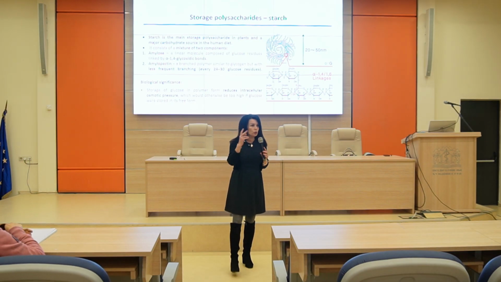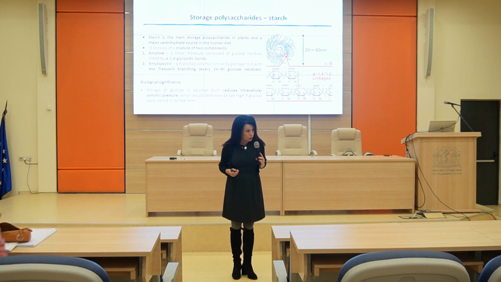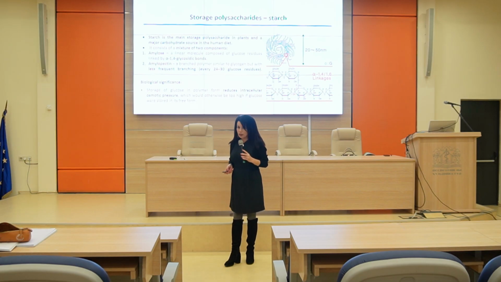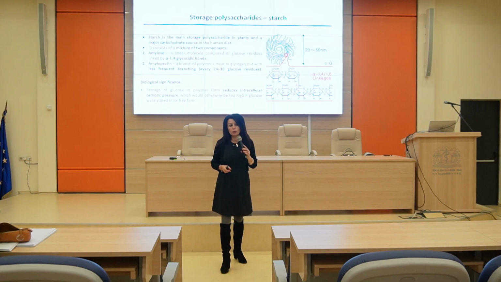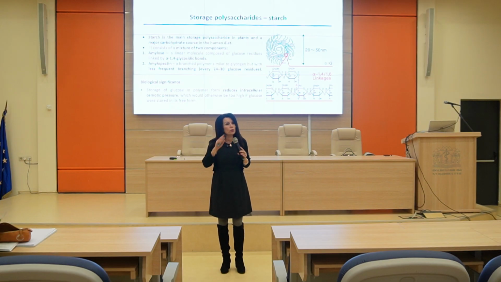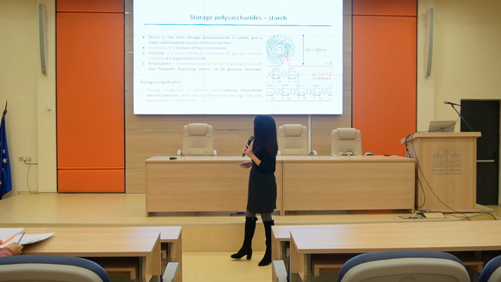Actually, we have two storages. The first one is glycogen from the carbohydrates, and the second one is TAG, triacylglycerol, from lipids. But we don't have proteins as storage. Sometimes during long-term starvation you can use muscle proteins, but only during starvation.